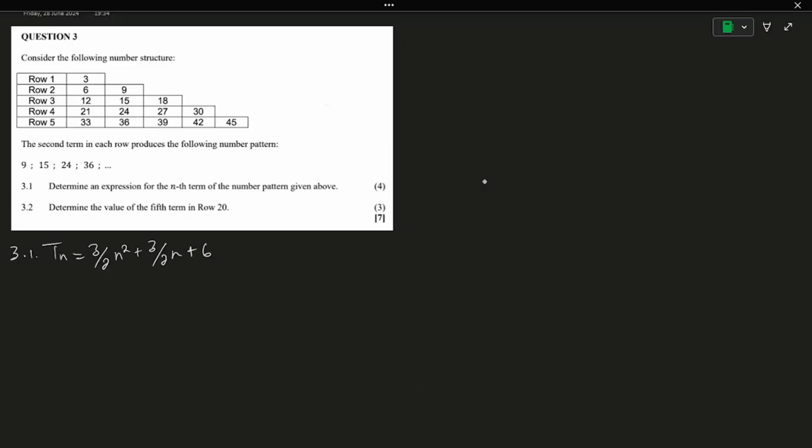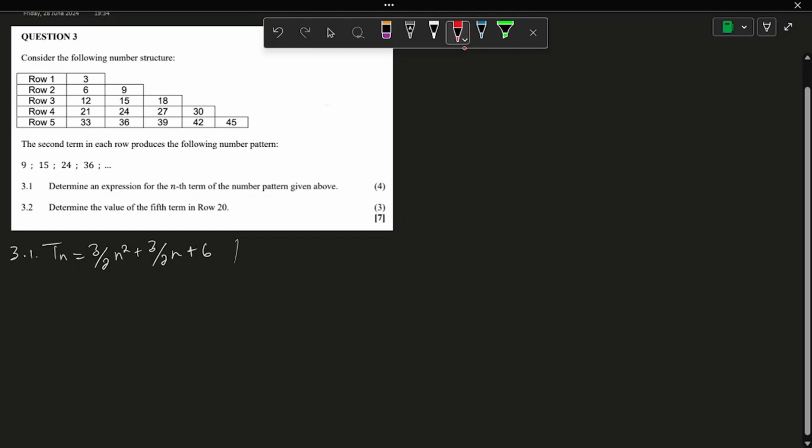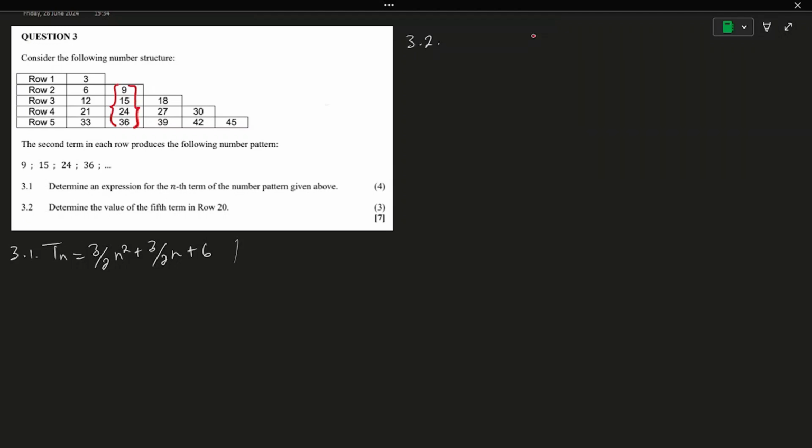Question 3.2 says, determine the value of the fifth term in row 20. So I've placed the solution of 3.1 on this left hand side because I figured that we will use it in solving for 3.2. For 3.2, we are going to use two methods. Let us see what is going on here. What we have is the general formula for this column, and now they say determine the value of the fifth term in row 20.